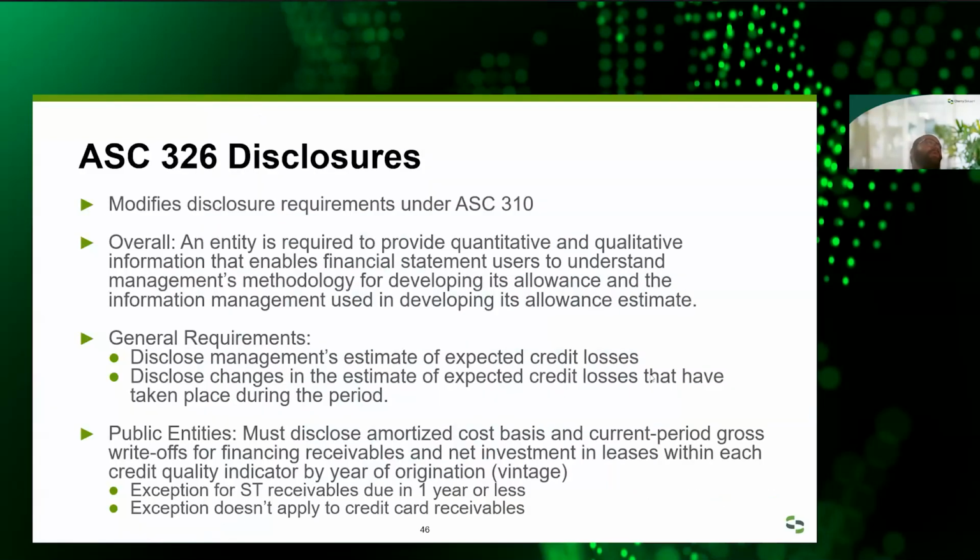So we're going to finish up a little bit with just talking about the disclosures. 2016-13 modified disclosures. Overall, an entity is just required to provide the information necessary to enable the readers to understand what management's methodology is, what information they use. There are some general requirements. For public entities, I'll say that most public entities have already early adopted, but you have to disclose your amortized cost basis and current period gross write-offs. So that might be a little bit more complicated.